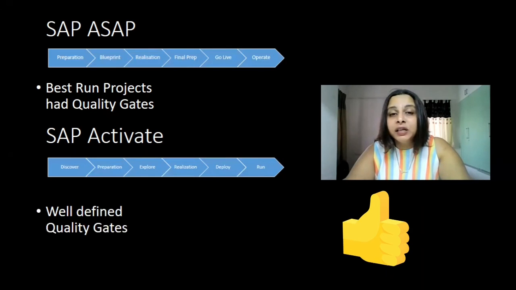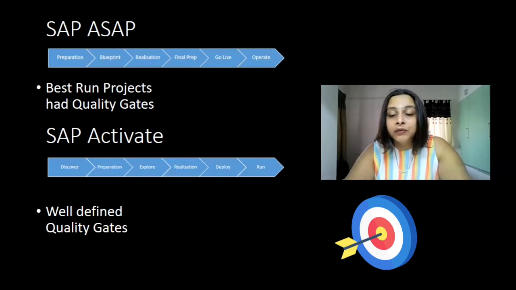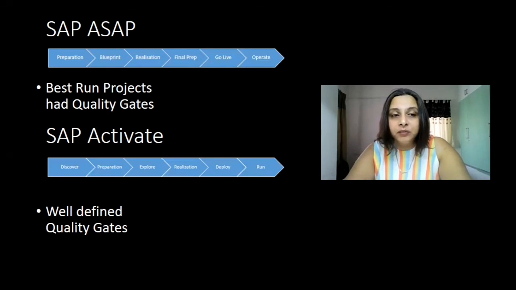Now, in case of Activate, SAP has come up with four well-defined quality gates for each of these phases, which are prepare, explore, realization, and deploy. If the project team verifies each and every item in that quality gate checklist, there is a high chance that your yield will be somewhere around or near 100%, and you will reduce your technical debt in each phase and thus improve your cumulative yield as well, and you will deliver the correct expected deliverable to the customer.